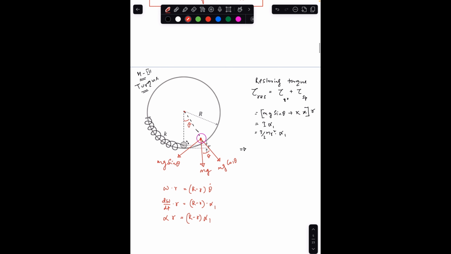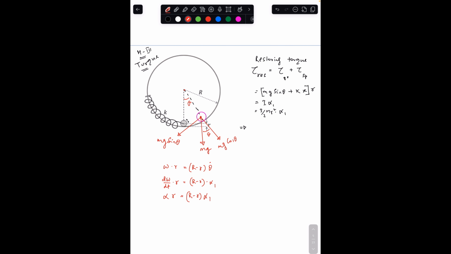Next, let us come to method 3. Method 3 we are going to solve in terms of the torque method. First we see that the smaller disc is displaced to this position. There are forces: vertically downward, mg, with component mg sin theta, and this component is mg cos theta.